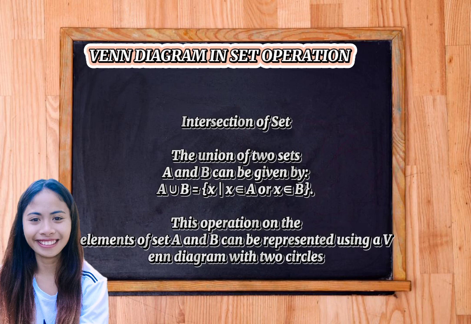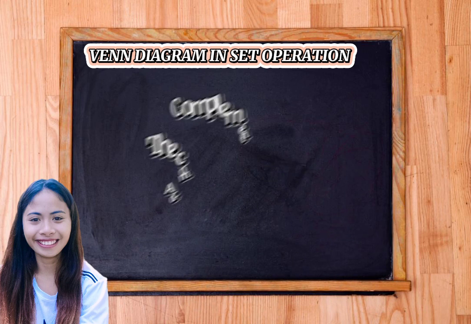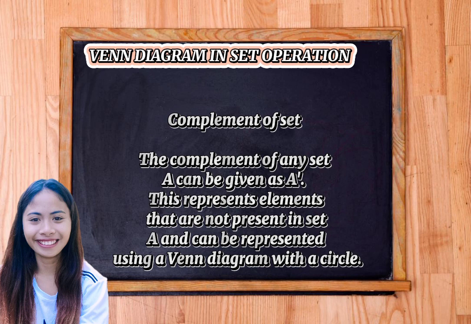Second is the intersection of sets Venn diagram. This operation on sets A and B can be represented using a Venn diagram with two intersecting circles. The region common to both the circles denotes the intersection of set A and set B. Third is the complement of a set Venn diagram. The complement of any set A can be given as A'. These represent elements that are not present in set A and can be represented using a Venn diagram with a circle. The region covered in the universal set excluding the region covered by set A gives the complement of A.